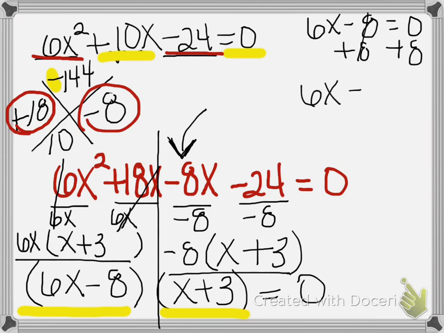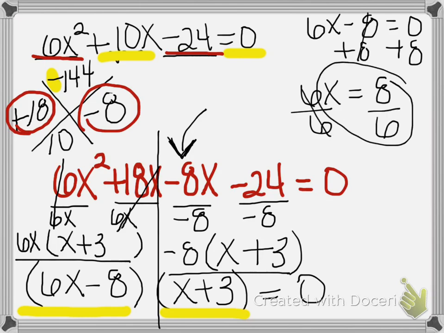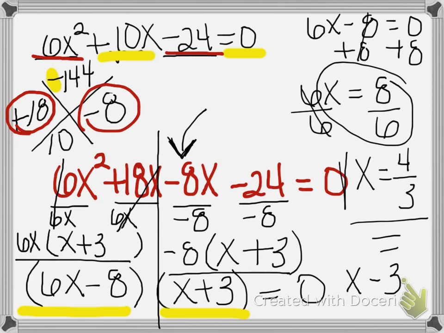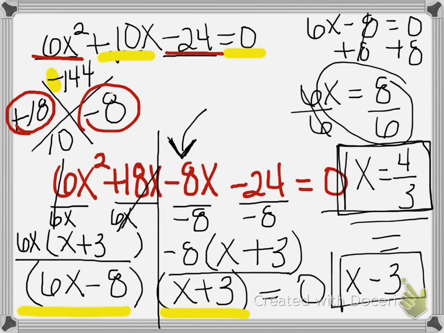and you get 6x equals 8. Divide both sides by 6, and you get x equals 8/6. And we can reduce that fraction, divide them both by 2, so you get 4/3. Okay, so 4/3 is one of your answers, and the other one is the opposite of what's inside your parentheses. So we have x equals 4/3, and this one's a one-step equation, so we know that our other answer has to be x equals negative 3. And we have our two solutions.